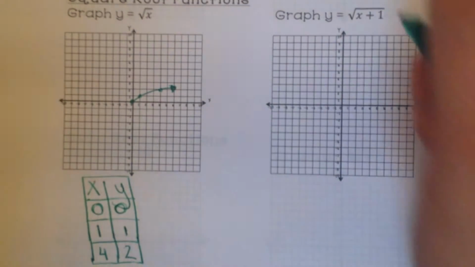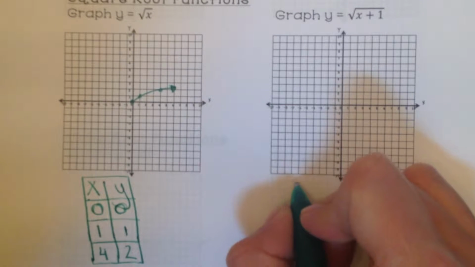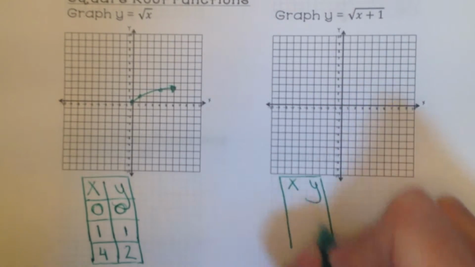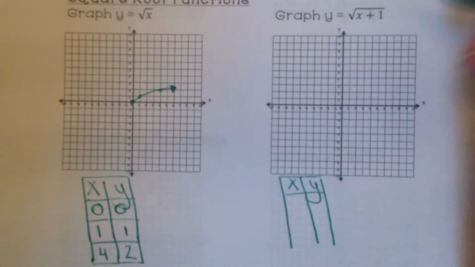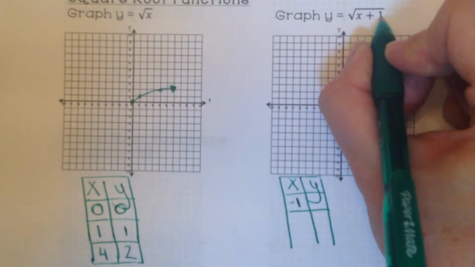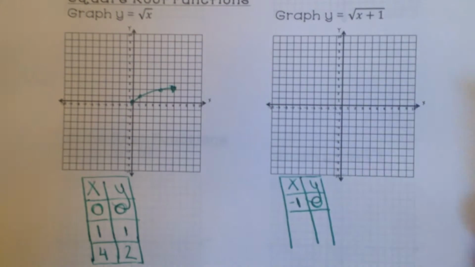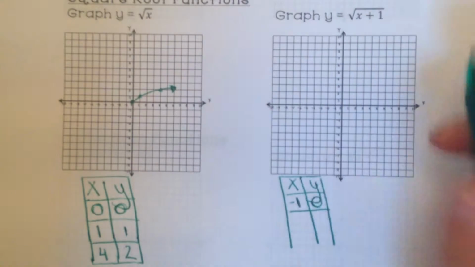All right, this one, we have a +1 underneath that square root sign. So again, looking at the perfect squares, what would make it be 0 underneath? Well, -1. If x is -1, because -1 plus 1 is 0. Square root of 0 is 0. My next perfect square, make it be 1 underneath. Well, that's when x is 0.